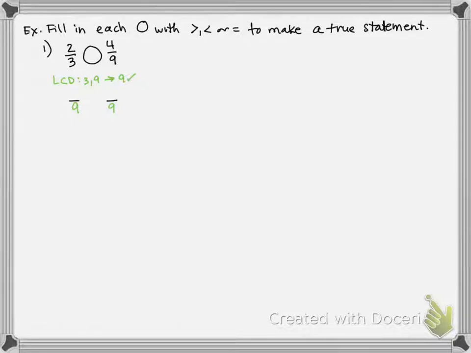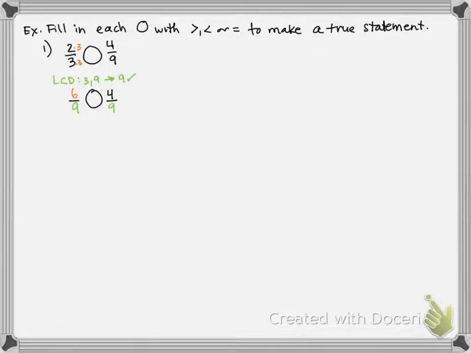So the first guy, I would need to multiply top and bottom by 3. And that would give me 6 ninths. Oh, let's put my little comparison circle in there. And then the other guy, he didn't change at all. So the numerator stays at 4.